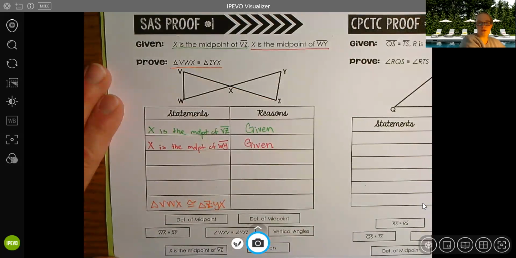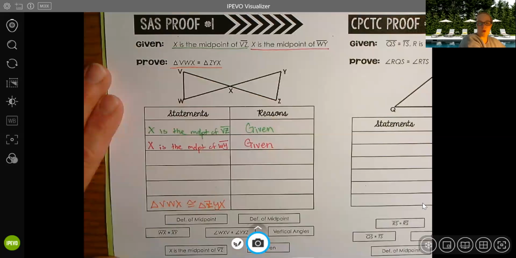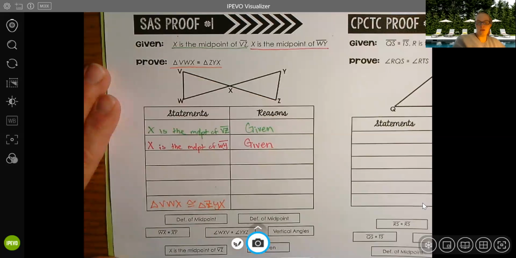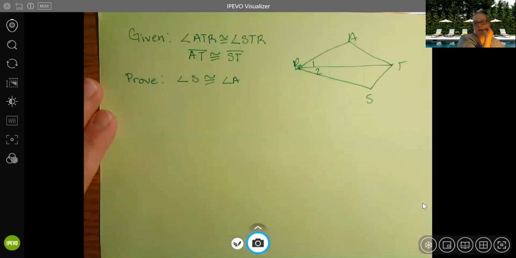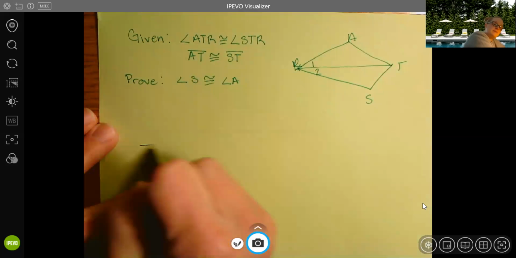So pause the video here if you need to jot this down or any of this down. Now I'm going to give us one more proof, and this one we eventually will solve. It's not in our booklet. So if you don't have those printouts, this is how we're going to do it. We start with making our T-chart. Statements and reasons.